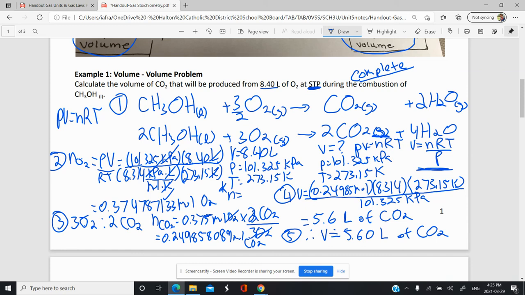So I wrote out an equation. I balanced it, so that's the first step. Then I wrote down all my information that I had about that equation for oxygen as a gas, and I converted that oxygen as a gas to moles because I want to use the moles of oxygen to find the moles of CO2. And then once I had the moles of CO2, I was able to apply it into the ideal gas law formula rearranged to find the volume of CO2.